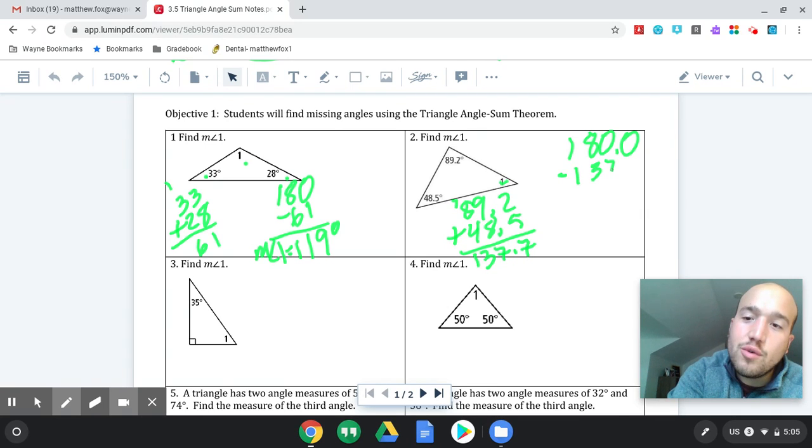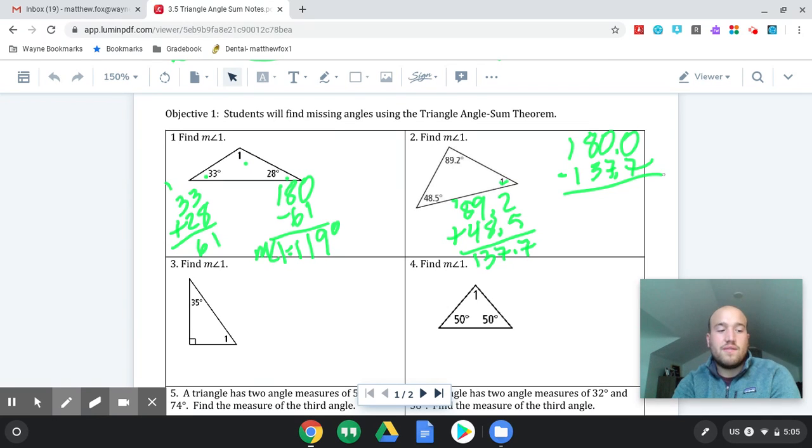And once again, if you need to use a calculator or your phone, go for it. I do not mind if you guys solve these problems using a calculator. Okay, the key is that you figure out a way to get the answer. So 42.3 degrees would be our answer.